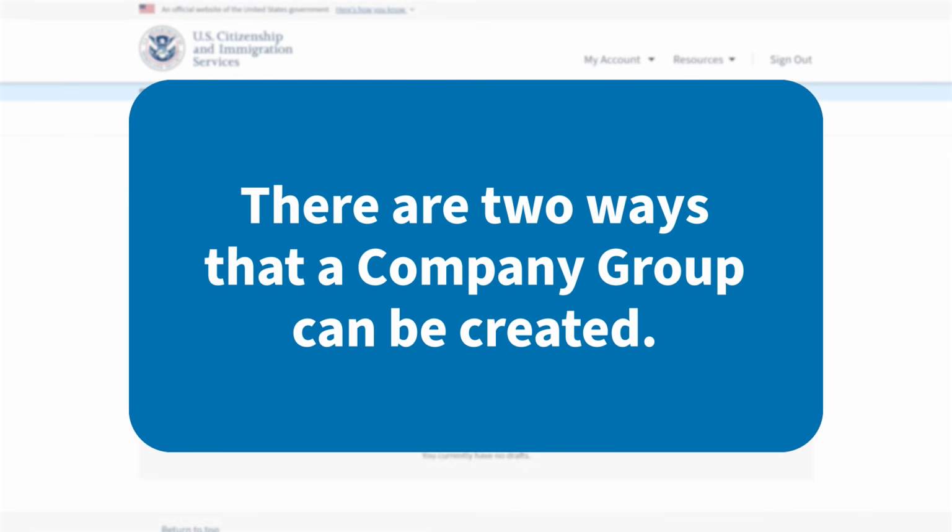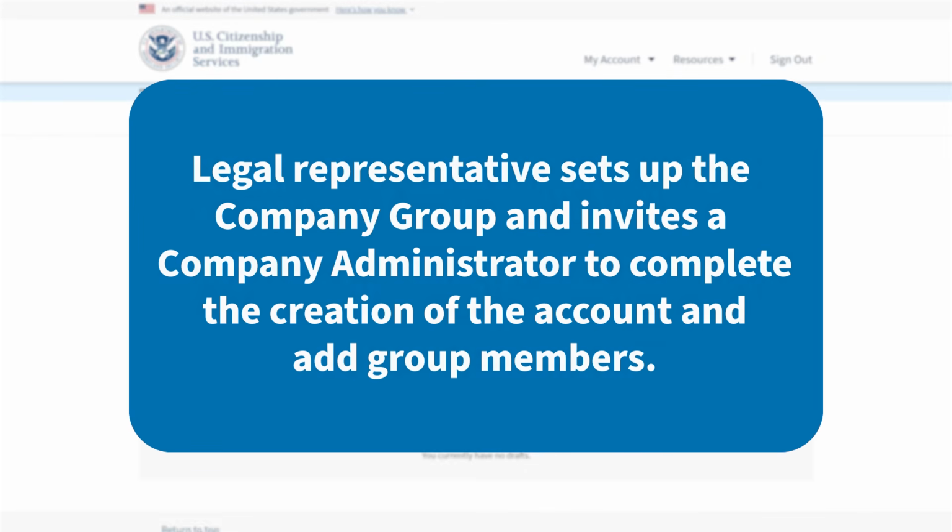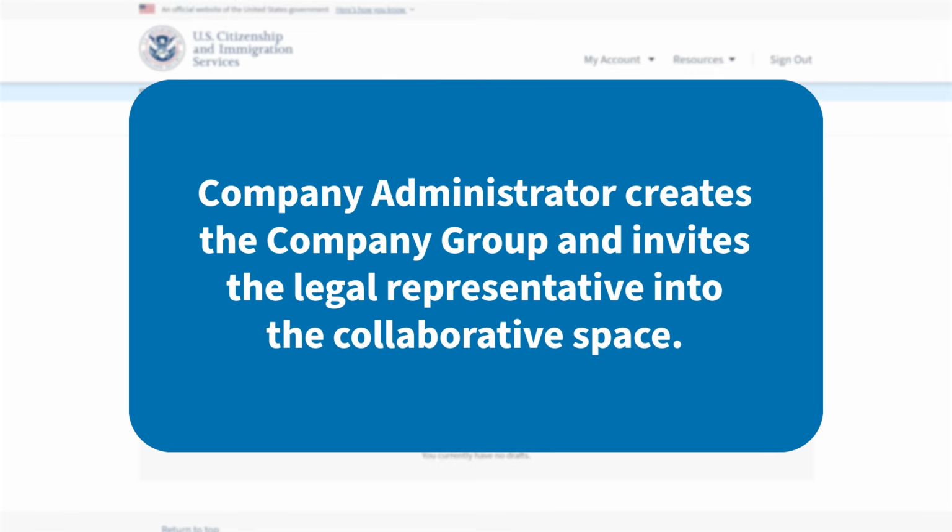There are two ways that a company group can be created. In one, the legal representative sets up the company group and invites a company administrator to complete the creation of the account and add group members. In the other, the company administrator creates the company group and invites the legal representative into the collaborative space.